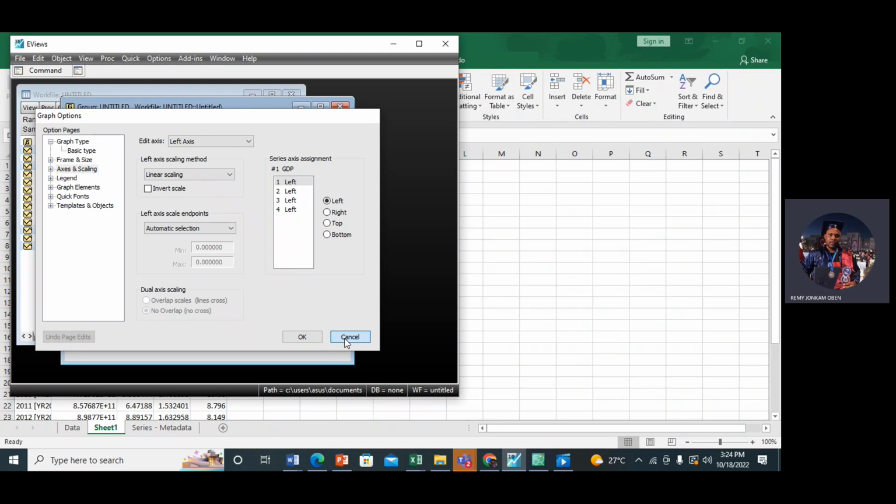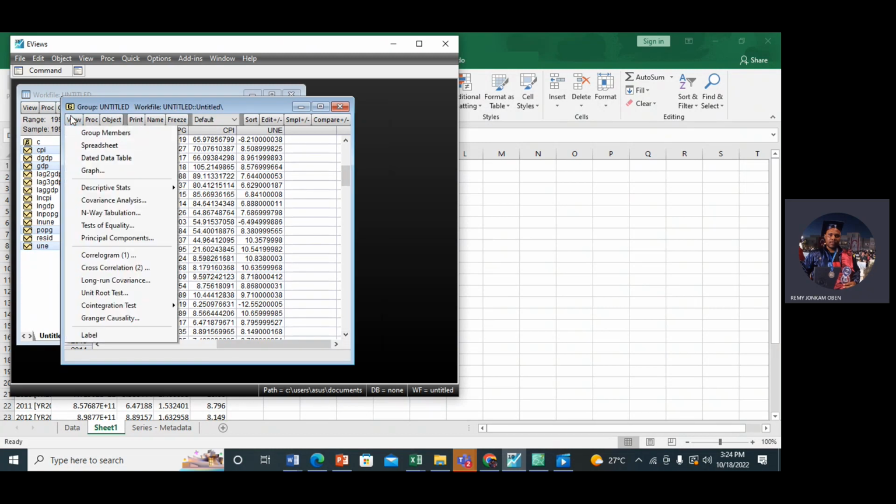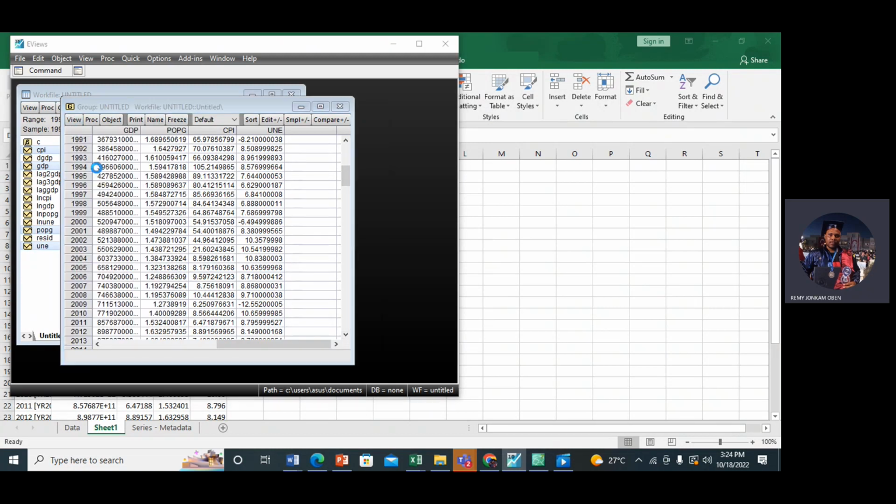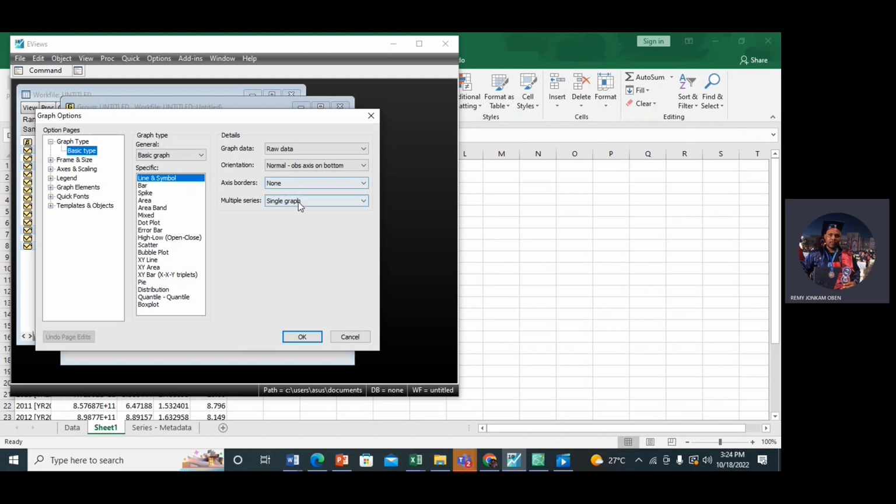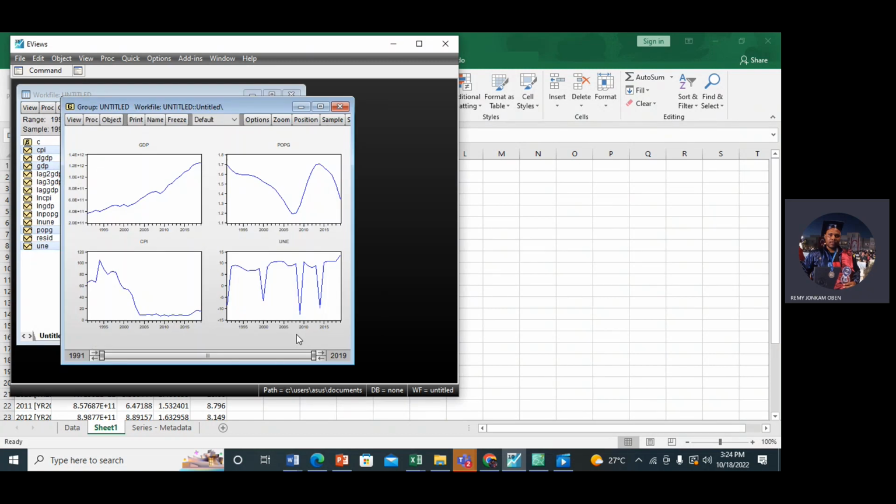Sorry, I made a mistake. Come to View, come to Graphs, come here to Multiple Graphs. Okay, these are the graphs, right? You have to copy these graphs and paste them on Microsoft Word, and you explain the graphs. So how do you copy the graphs?